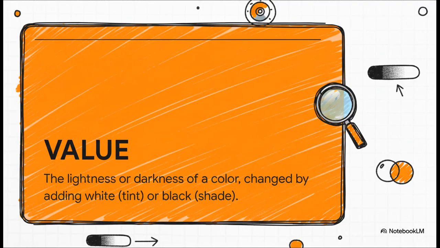Next up is value. This one's all about how light or dark a color is. The best way to think about it is like one of those paint swatches you see at the hardware store. You've got that whole strip of blues from a super pale light blue all the way down to a deep dark navy. That's its range of value. And a little pro tip, when you add white, it's called a tint. Add black, and it's called a shade.